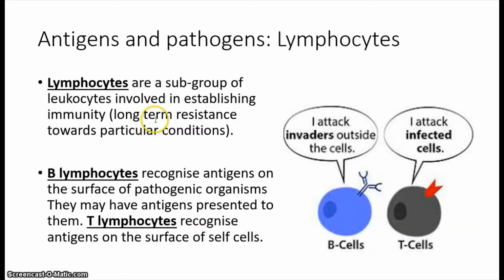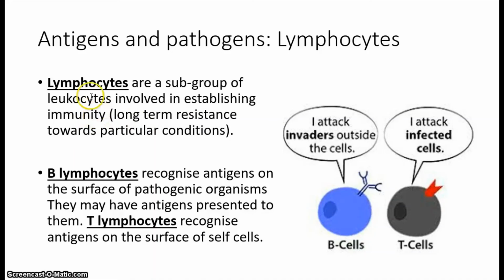One of the subgroups of our leukocytes are our lymphocytes here, and these cells are involved in establishing immunity, which as a definition is the long-term resistance to particular diseases and conditions. One of the examples that you might be a bit more familiar with is that one of the reasons we don't get diseases such as chickenpox over and over again throughout our life is that we've developed immunity to that particular disease.